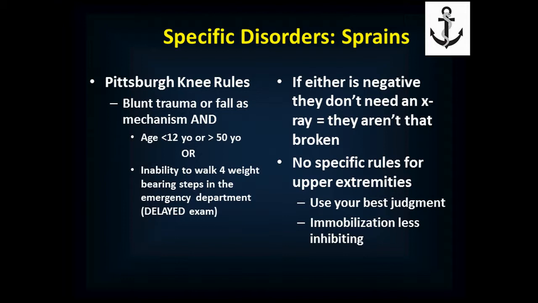If they did have blunt trauma or they did fall, then you use the age criteria. If the age is less than 12 or greater than 50, then we assume that they could have broken a bone around the knee regardless of any other findings. And so those people need to have their knees immobilized and will need x-rays as soon as possible.